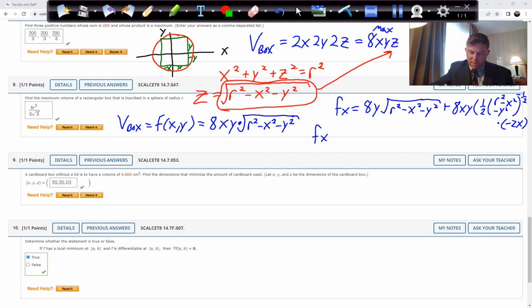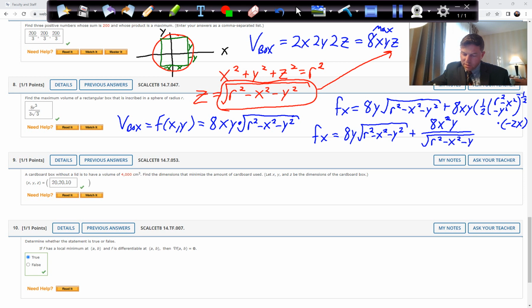So f sub x is going to equal 8y times the square root of r squared minus x squared minus y squared plus, let's see if we can do some simplifying. This minus 2 and x are going to multiply into this 1/2, and the 2's will cancel, and this x will combine with that x. So we're going to get, in the numerator, 8x squared y, and in the denominator, we're going to get the square root of that same value, r squared minus x squared minus y squared.